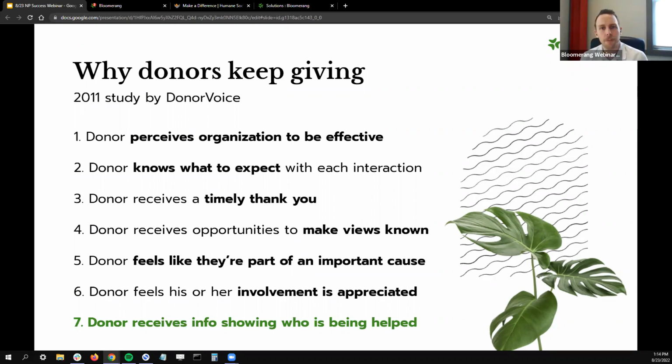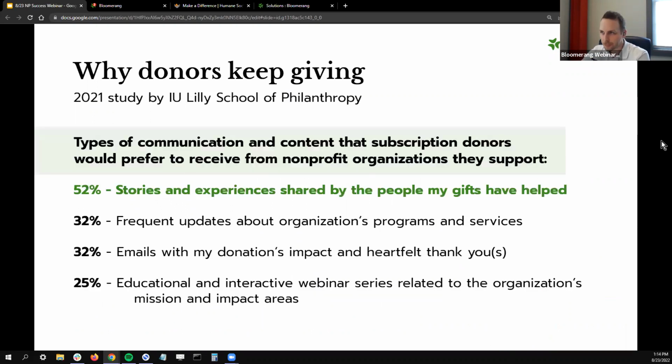The donor received opportunities to make their views known. They felt like they were able to contribute their own voice. It feels like they're part of that cause. They feel like his or her involvement is appreciated. And this last point, which leads into what we're going to be talking about, the donor receives information on who is being helped. So I think really all of these come back to communication and cultivating that donor relationship. It's not necessarily about the amount you're asking or maybe the avenue, but it's really about how you, after the donation, are thanking and following up with those donors? That's the key to this retention.